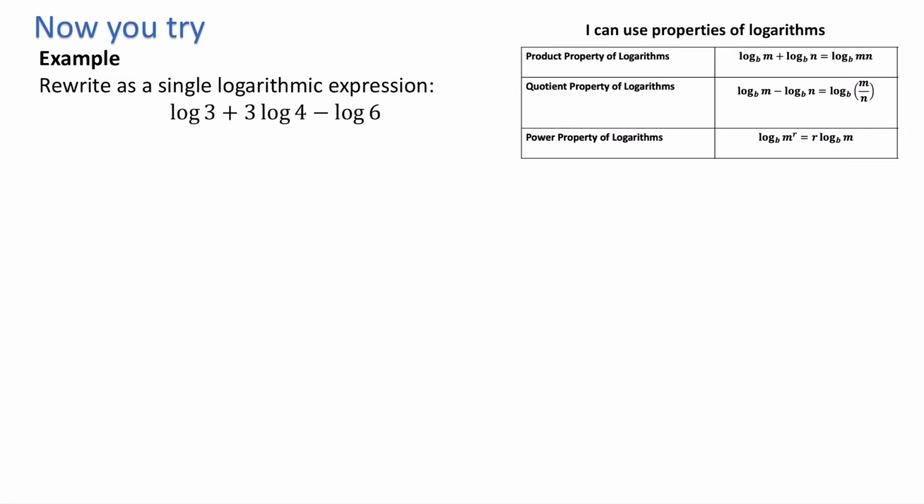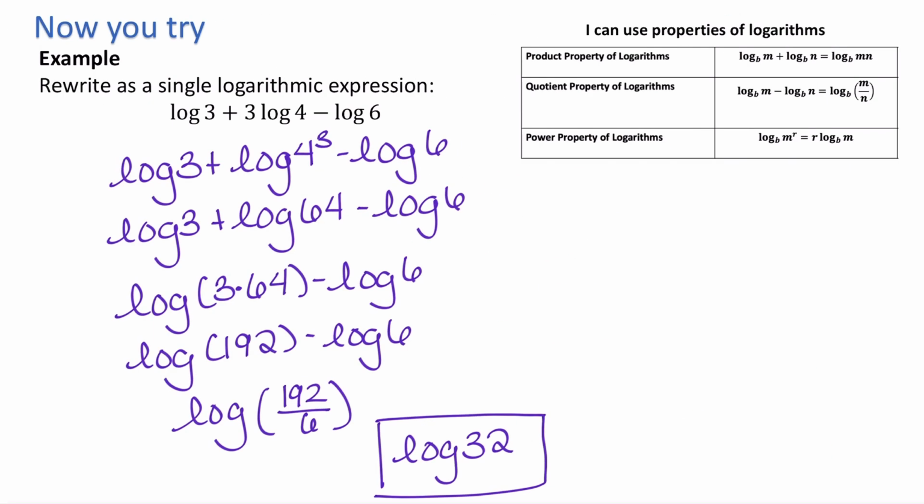Now you can pause the video and try this other example on your own. So we're going to do one step at a time, right? The first thing I would do is move this exponent up here using the power property. So we have the log of 3 plus the log of 64 minus the log of 6. Then you can combine the first 2 using the product property, and we get 3 times 64, which is 192. And then combine the resulting 2 logs using the quotient property, which gives you 192 over 6, which is the log of 32.